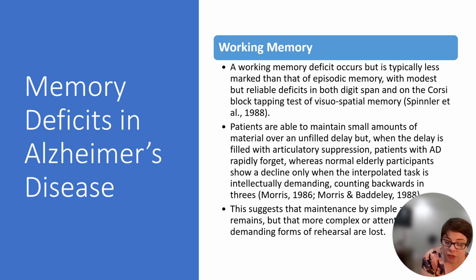Whereas healthy elderly people show a decline only when the task that fills the delay is challenging. So they would be able to remember after articulatory suppression, but they would have difficulty if they had to count back by threes, for example. What that suggests is that short-term memory remains relatively preserved, so simply engaging in rehearsal, you're able to do that. But for more complex or attentionally demanding forms of working memory, that is disrupted in Alzheimer's disease.